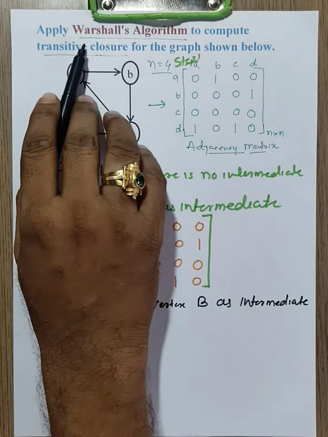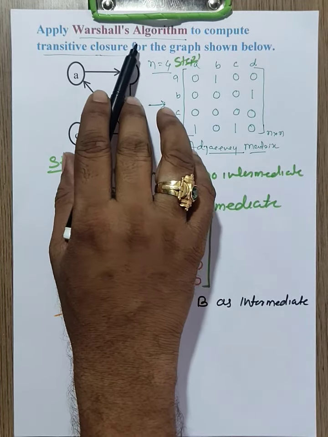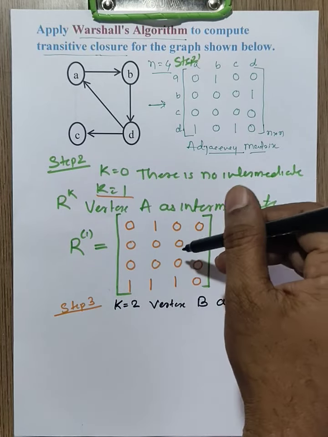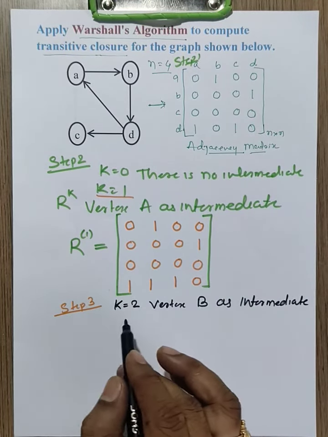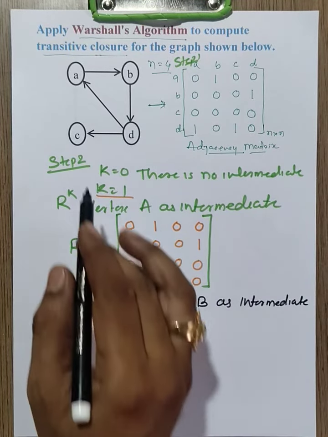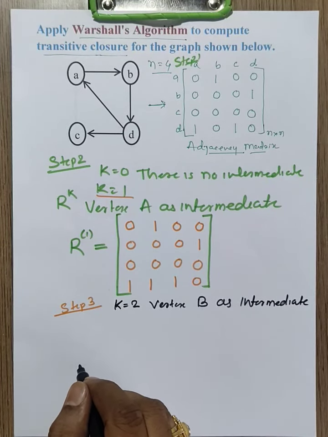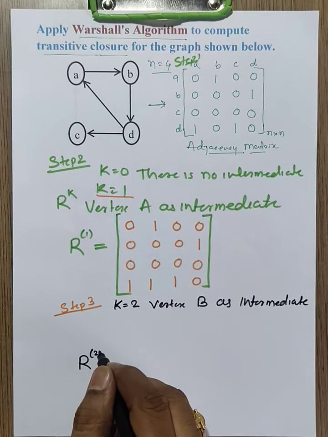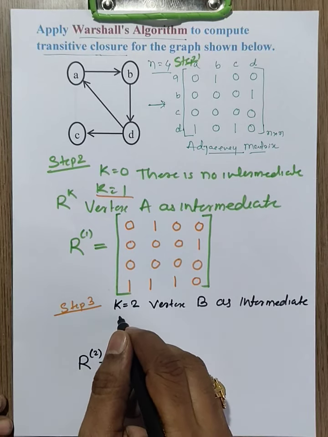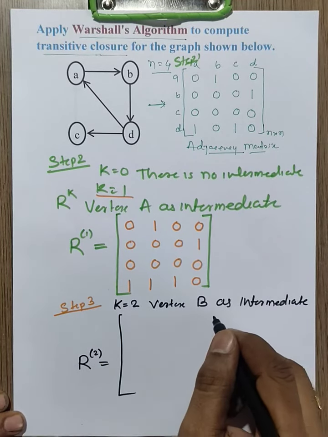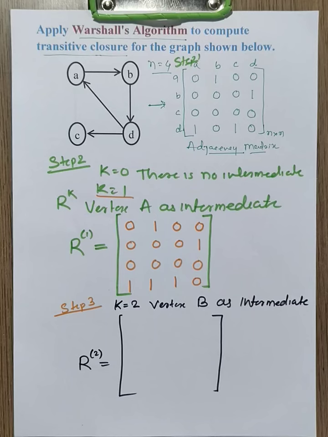Warshall's algorithm is in dynamic programming. In dynamic programming, each step is overlapping. And here K equal to 2. K equal to 2 means there are two intermediate vertices, which means we have to find R to the power 2. R to the power 2 means there are two intermediate vertices, and two intermediate vertices means previous plus new.